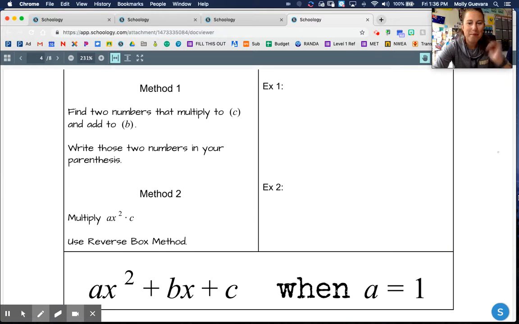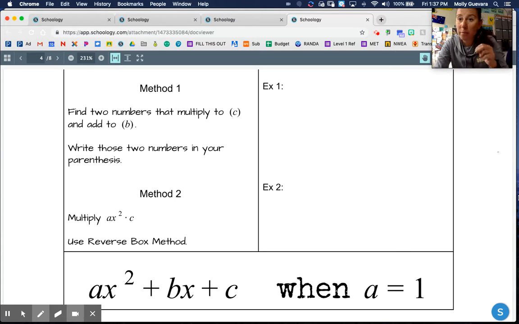All right, welcome back. We're going to keep going on our factoring foldable today. So far we have done greatest common factor and factor by grouping. Today we're going to look at factoring trinomials when a is 1. We know it's a trinomial because there are 3 terms: 1, 2, 3. And a, which is the coefficient in front, is 1. That's what we're going to focus on today.